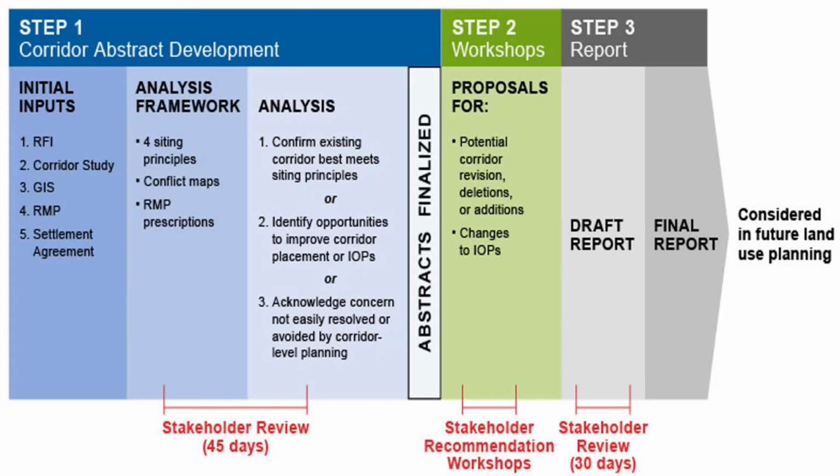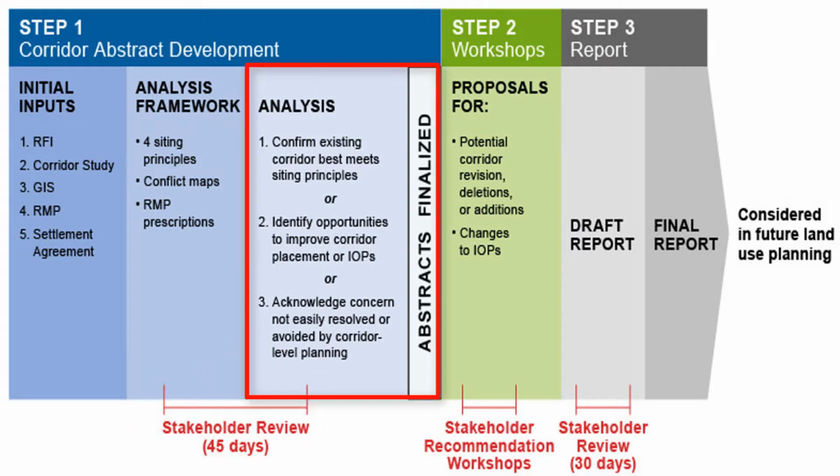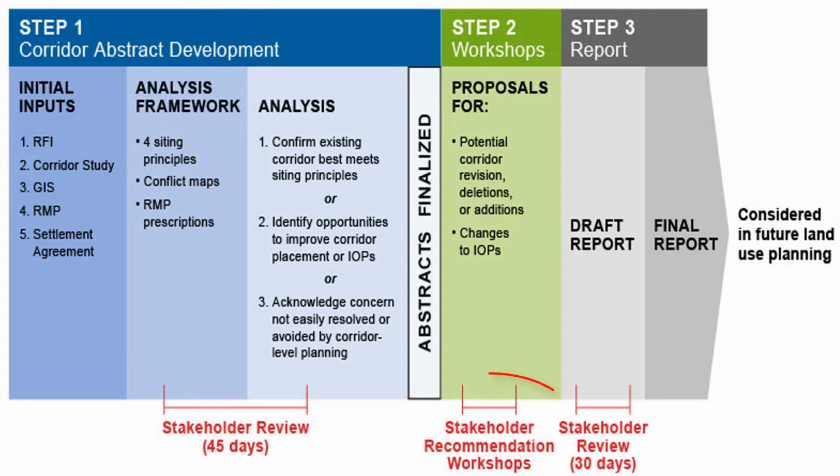As you can see in the Regional Review Process graphic, we are at Step 1, Corridor Abstract Development. We released the draft abstracts for stakeholder review, have incorporated their input, and are revising the abstracts to be released once again before the stakeholder workshops in early June.